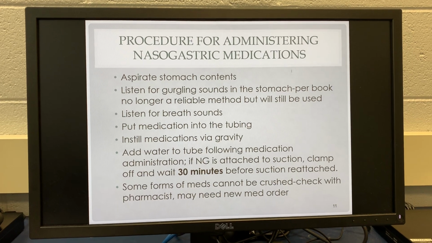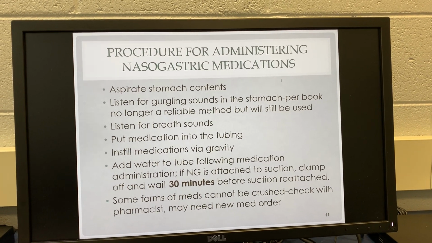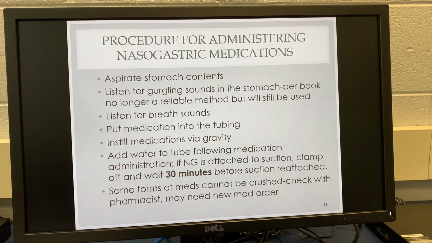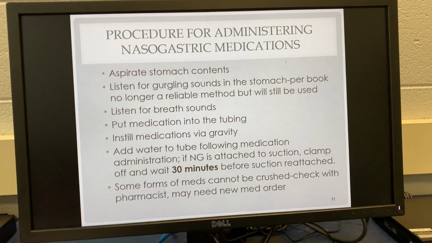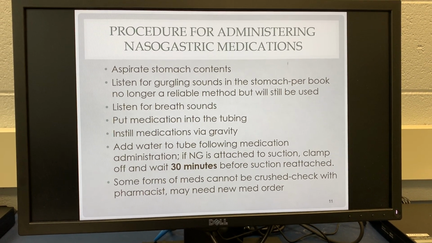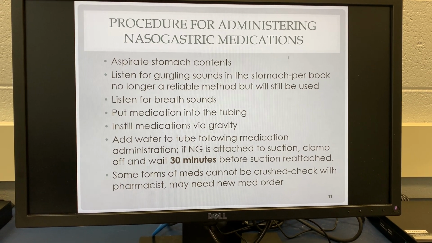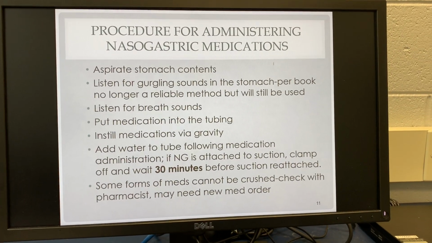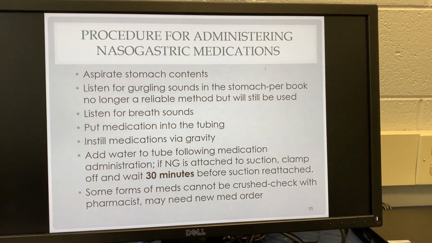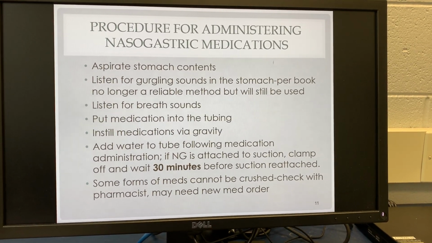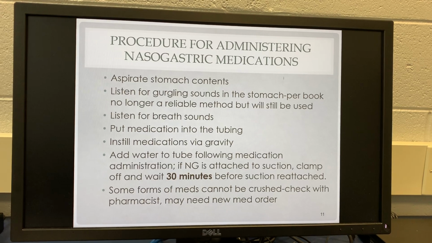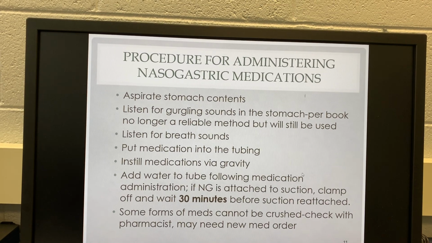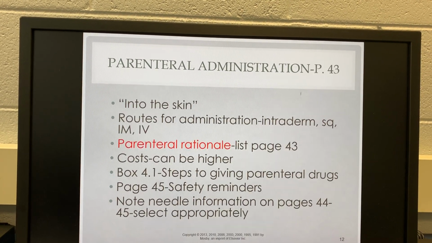If the NG tube is attached to suction, if the NG tube is in just to keep the stomach from being bloated with gastric secretions, you don't want to turn right around and have suction pull the medication back out. So you want to clamp off the tube and wait 30 minutes before you reattach suction. It's generally accepted that liquefied medications will absorb within 30 minutes inside the stomach. Remember, some forms of meds cannot be crushed. Check with the pharmacist, and you might need the healthcare provider to give a new med order.